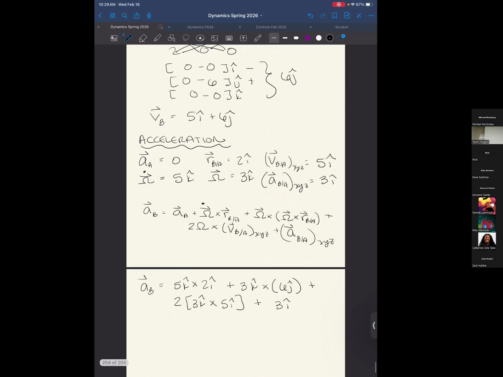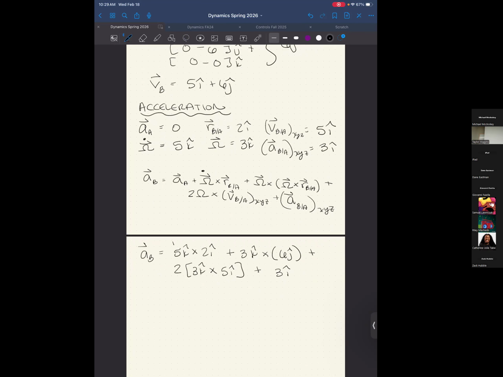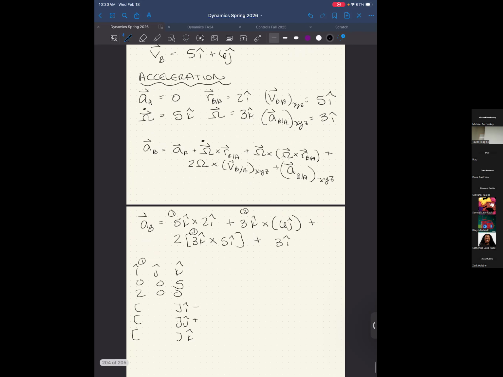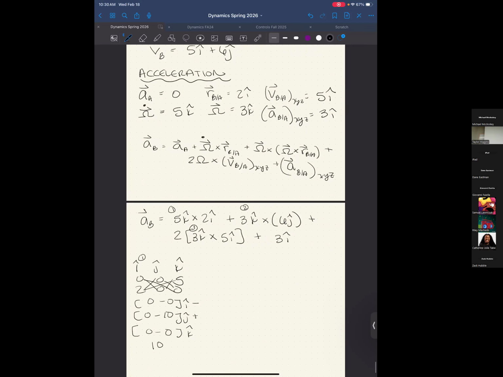Okay. Looks like we got 3 cross products. 1, 2, and 3. 0, 0, 5, 2, 0, 0. I minus J plus K. Okay. Forward minus backwards. 0 minus 0. 0 minus 10 is the backwards. 0 minus 0. Looks like 10J.